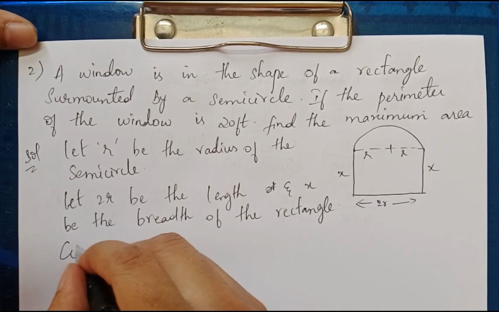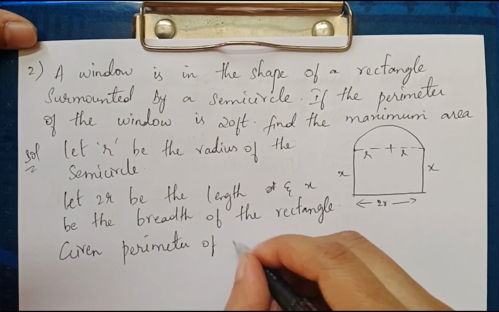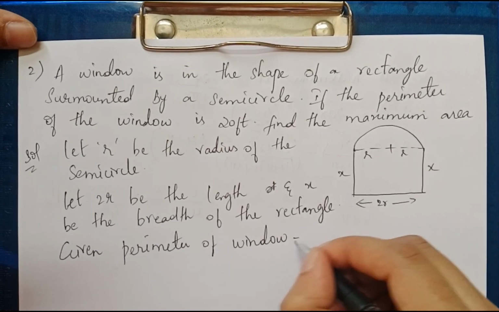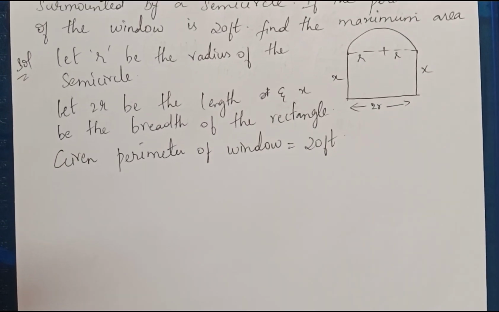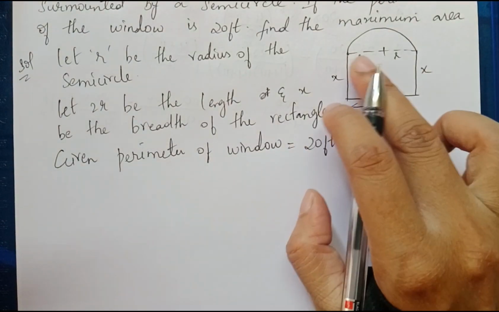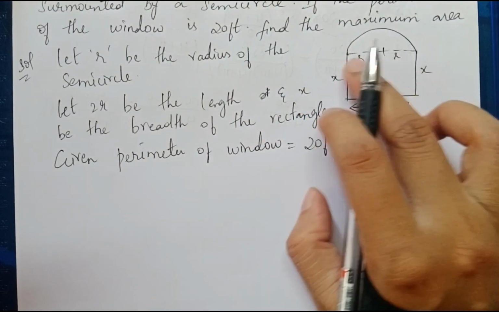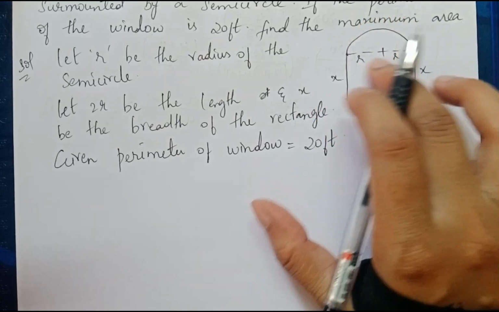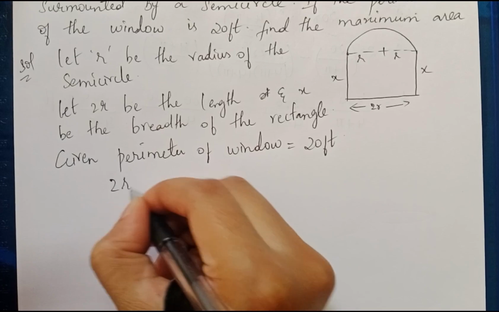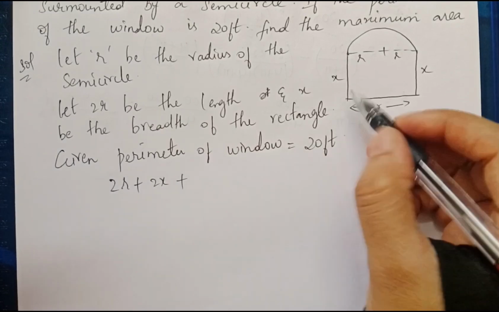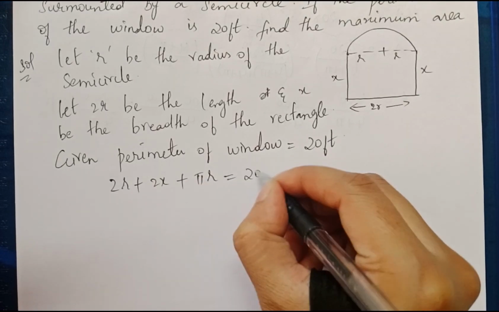So given perimeter of window is equal to 20 feet. Now perimeter is all the boundaries, right, of the given window. So here the boundaries, if we see, it is the length and these two breadths and the perimeter of this semicircle, right? So we'll get 2r the length, 2x the breadth, right? And the semicircle perimeter will be pi r, which is equal to 20, right?